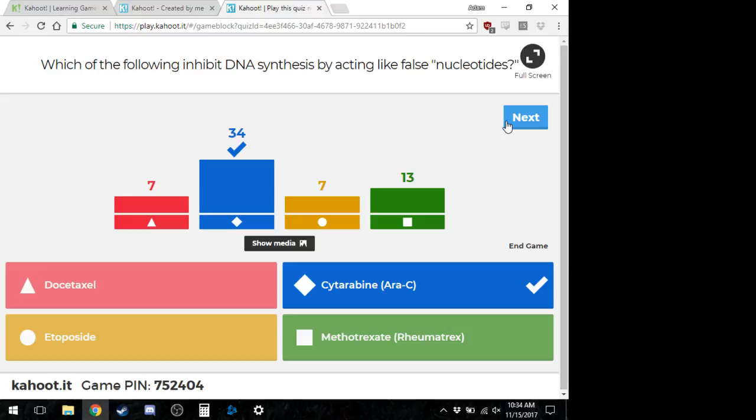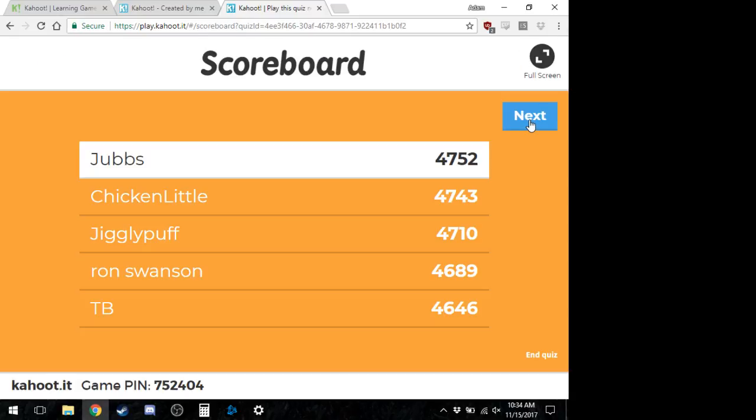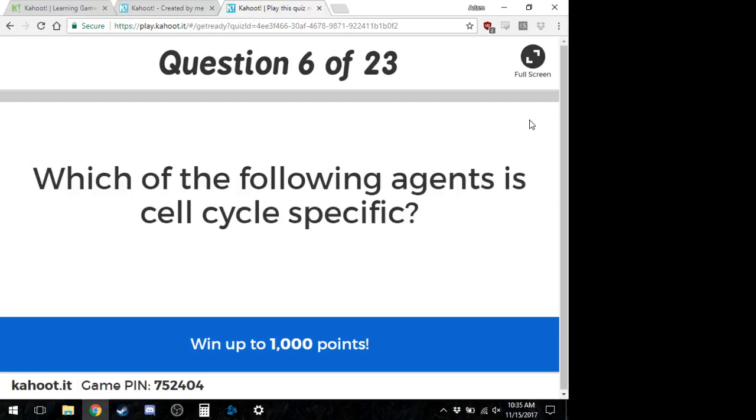But you may be dealing with patients who are coming in and they have a history of being on these drugs, and so it's important to understand at least the basics about them, so you can at least look it up and figure out what you need to. Okay. Which of the following agents is cell cycle specific?